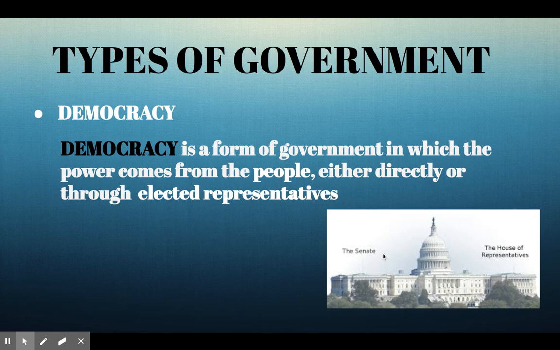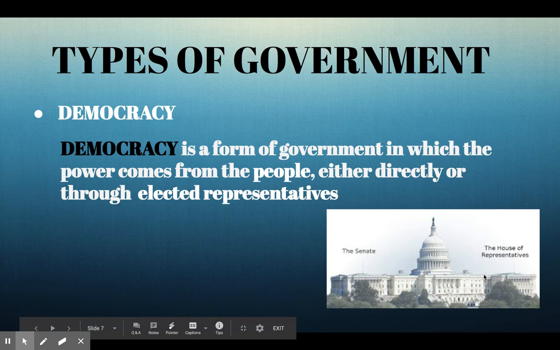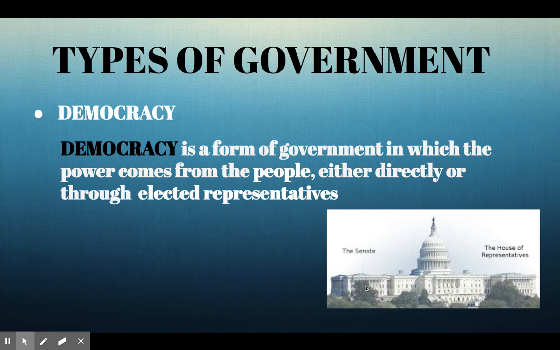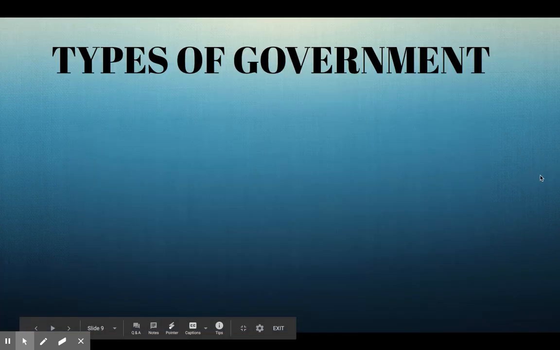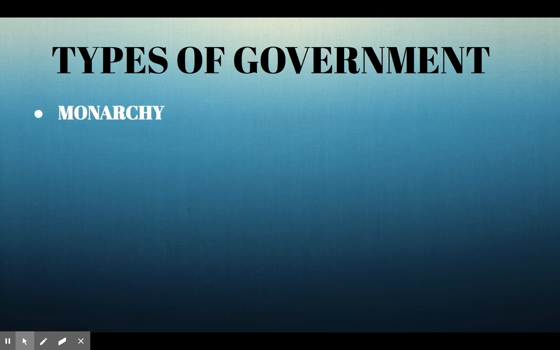And here I have our picture of our representatives. We have the Senate and the House of Representatives that make up Congress. You're going to learn more about that in U.S. history, so I'm not going to go into huge details. But you should know that the United States has a democratic government and that it's an indirect democracy. Okay? All right, our next form of government is a monarchy.